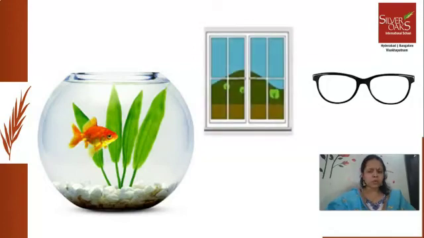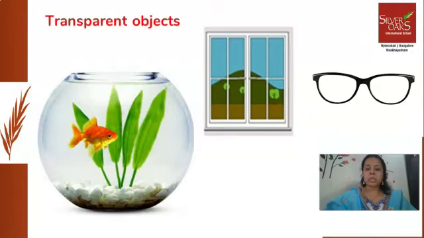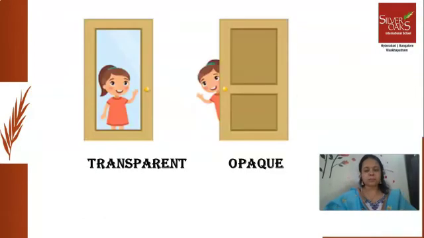How can you see through windows? Because windows are also transparent. So, when you stand outside the window, your mother can see from inside because your windows are made up of glass, which is transparent. So this kind of objects are called transparent objects.